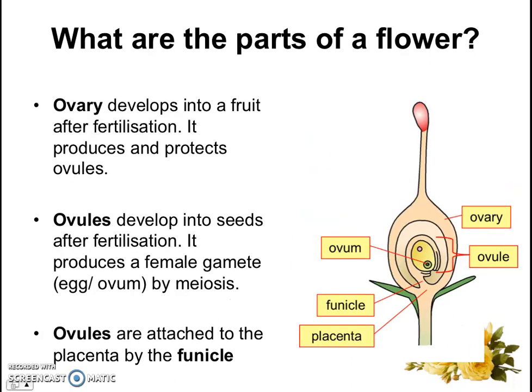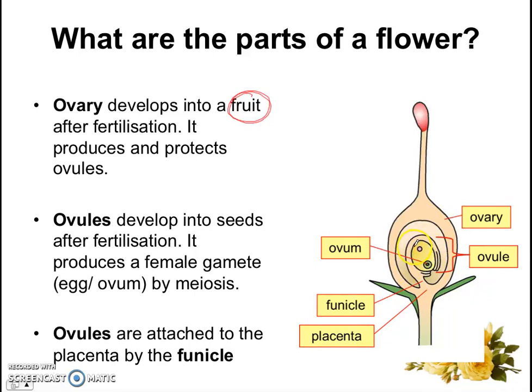Alright, and at the bottom of the style, we'll find the ovary. So here's an ovary. And interestingly, the ovary is the part of the flower that develops into a fruit. Right? So the fruits they eat in the supermarket, they were all once ovaries. So after fertilization, the ovary develops into a fruit. Now, the main function of the ovary is to produce and to protect the ovule.